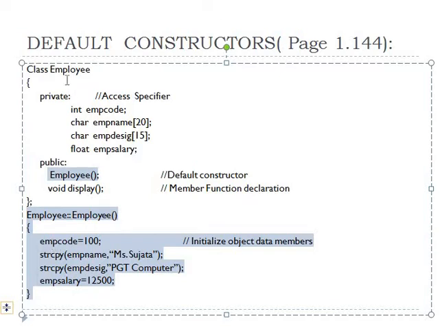Now for this particular class identified by the name employee, having EMP code, EMP name, EMP desig and EMP salary as the data members, the constructor initializes the data member EMP code with the value 100, and then it initializes the data member EMP name with the value Sujata. It initializes the data member EMP desig with the value PGT computer, and then it initializes the data member EMP salary with the value 12,500.